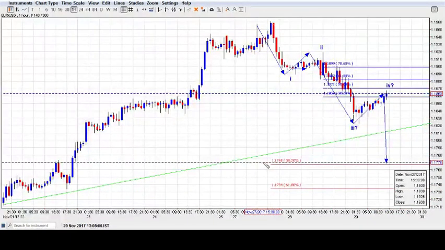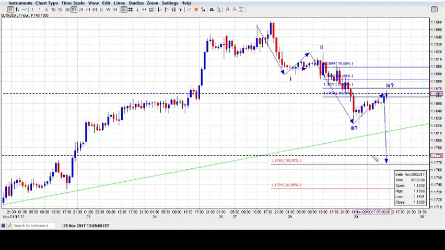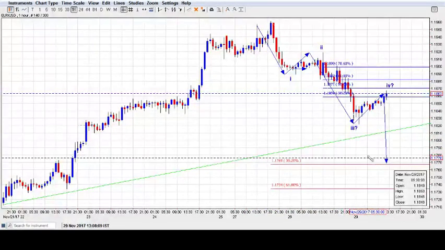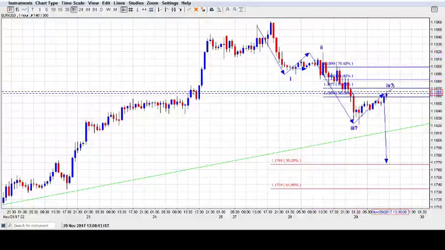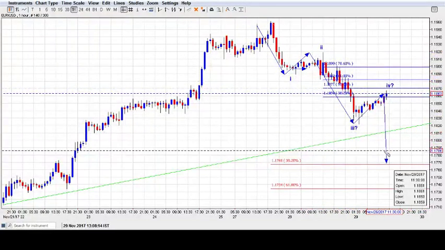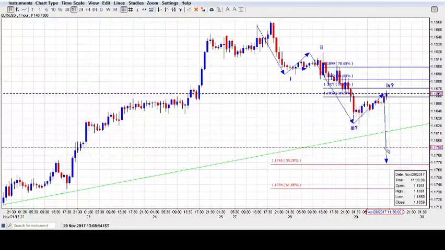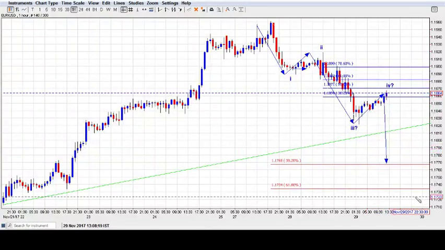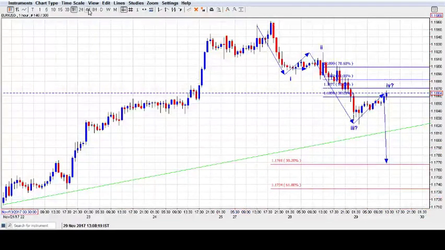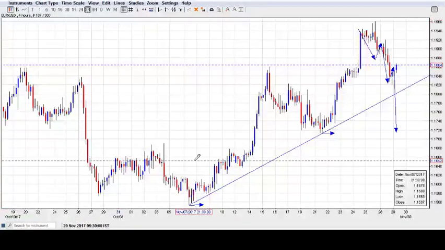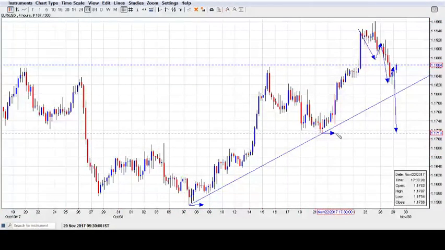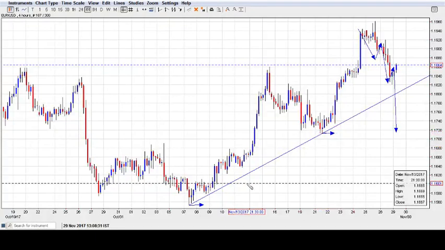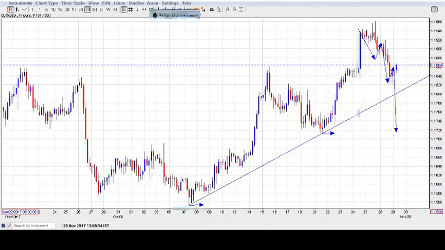So watch out for 1.1768, and if we look at the alternate count, I think wave 3 would actually go and terminate around 1.17, and then we have a wave 4, and then we have a wave 5. In short, Euro USD bears should be targeting 1.1700 levels for now.